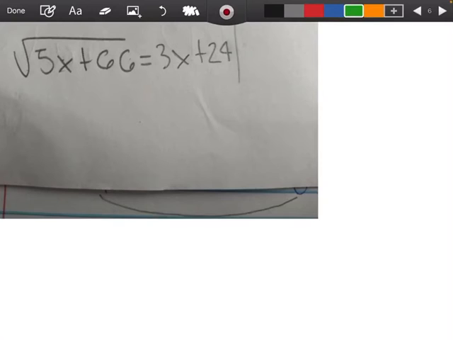This is a question out of 1.6 dealing with radical equations. The student had some issues with it, and wanted to see if we could figure it out. So let's work this out together.